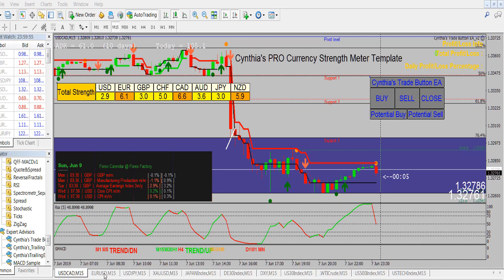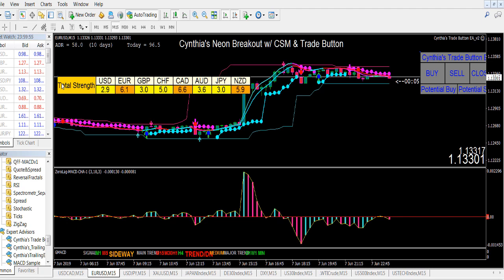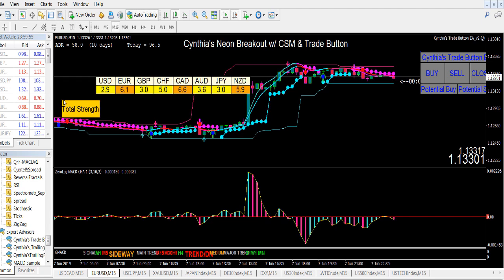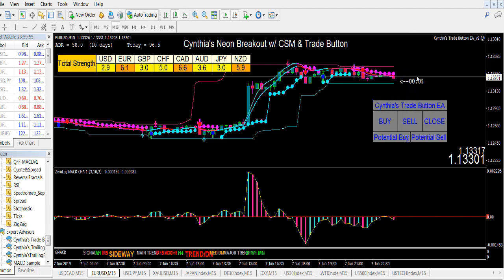So I'm going to flip through several charts and just show you really quickly how you can use the trade button and the currency strength meter. So here's the Euro USD. All of these charts will be 15 minutes. Here's the currency strength meter, and it's movable on your chart, so you can move it up or down or wherever you like. The trade button is also movable on your chart.